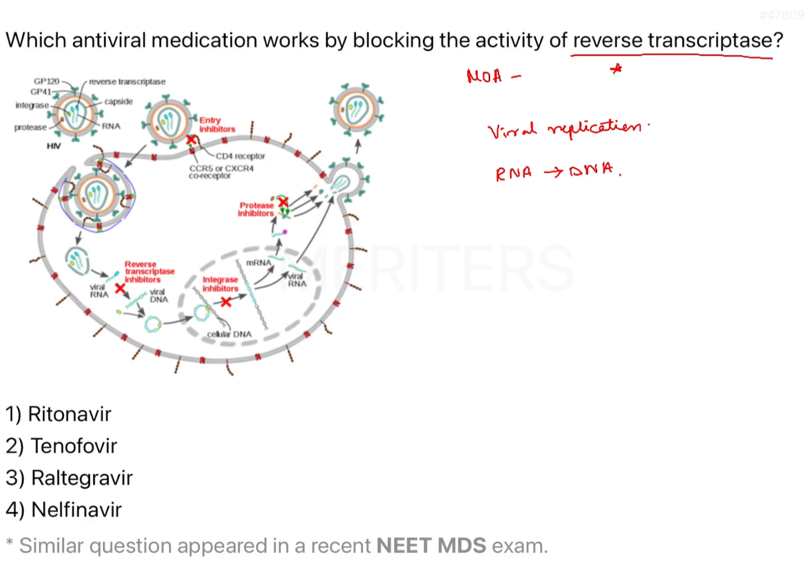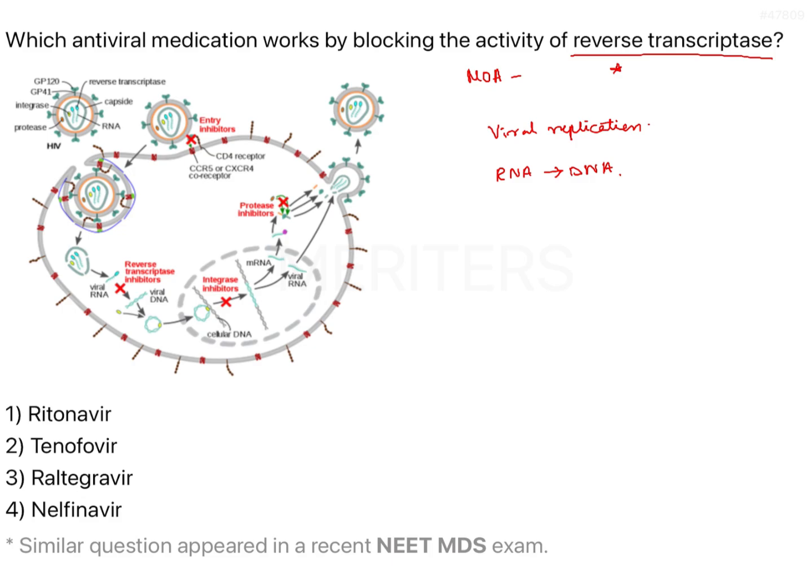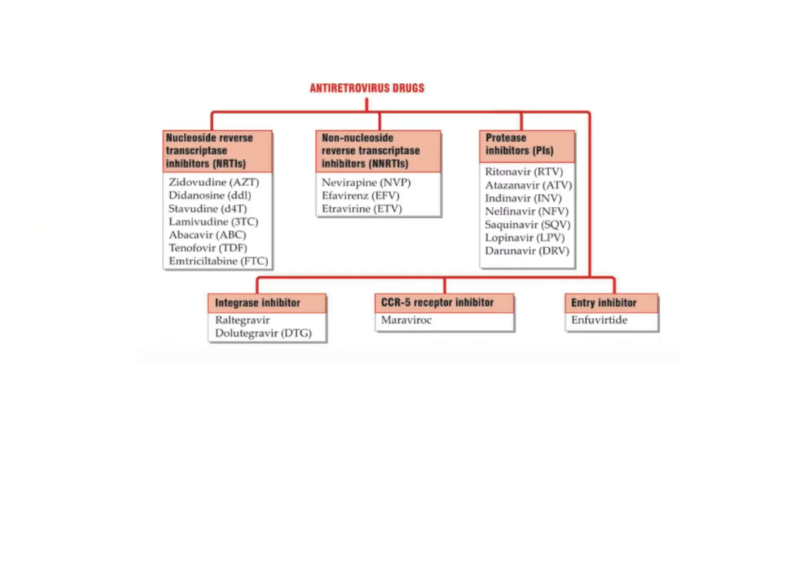So there are various antiviral drugs which are classified based on their mechanism of action. As you can see here, we have entry inhibitors, protease inhibitors, integrase inhibitors, and reverse transcriptase inhibitors. So there's a classification for antiretroviral drugs. Okay, now they're asking us about the reverse transcriptase inhibitors.